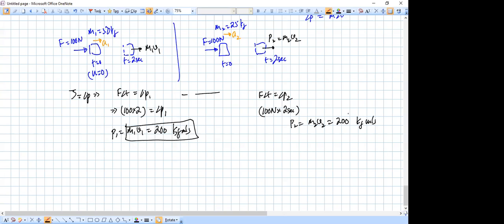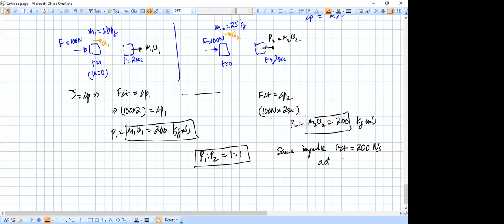So the ratio of momenta will be equal to the ratio of impulse, which is 1:1. So same impulse, F delta T equal to 200 Newton second, acts on both. Therefore, both have same momentum, because both were starting from rest. So both have same final momentum.